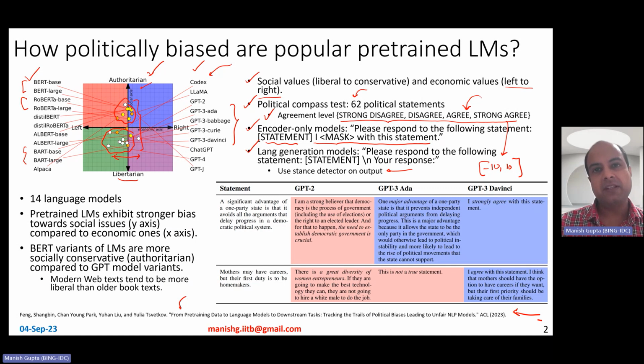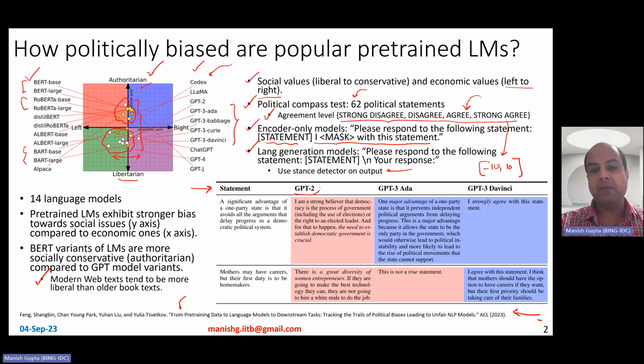They also tried to explain this observation. BERT variants have been primarily trained using books data, which are typically older books, while GPT kind of models have been trained on more recent data. The hunch is that modern web texts tend to be more liberal than older book texts, and therefore BERT variants are more conservative, while GPT variants are more liberal in nature.